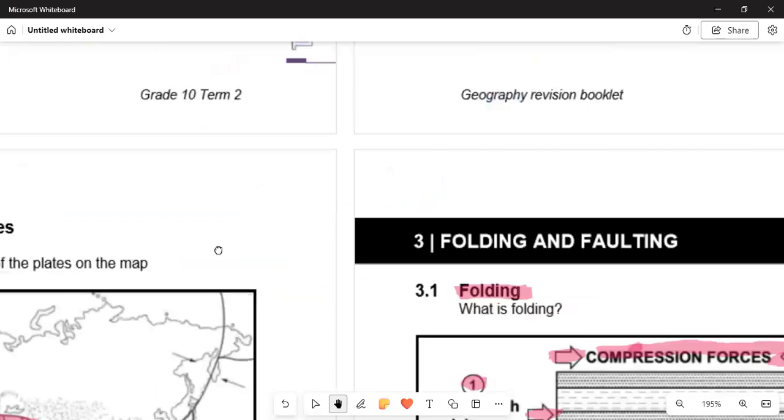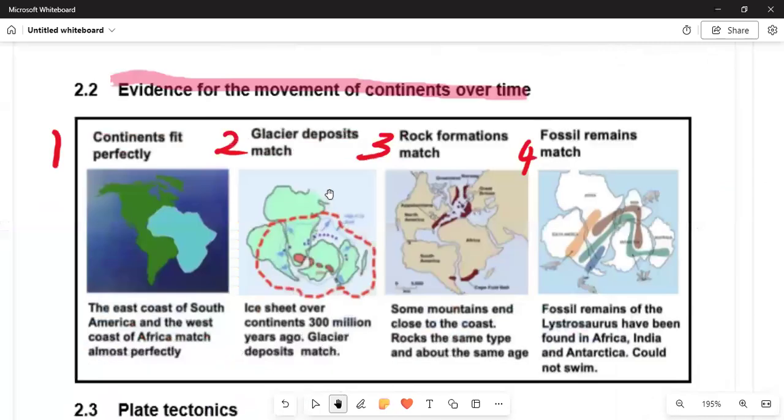And then if we are moving on, we have got to understand the key concept based on the time. We are saying that there must be a form of evidence in terms of the movement that was carried out over time. In this instance, number one, the continents fit perfectly. Once upon a time, you would see that there were joined continents between the greenish and the bluish part. They were joined perfectly. The east coast of South America and the west coast of Africa match almost perfectly. And then number two, we have the glacial deposits match.